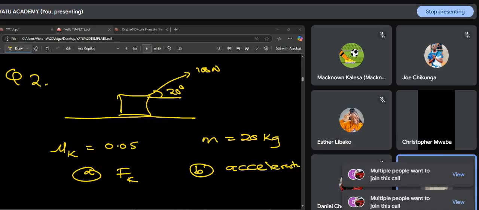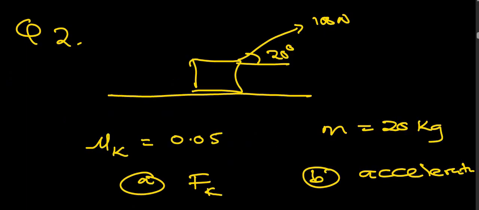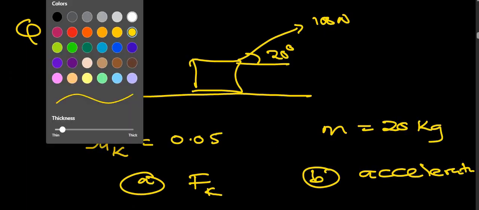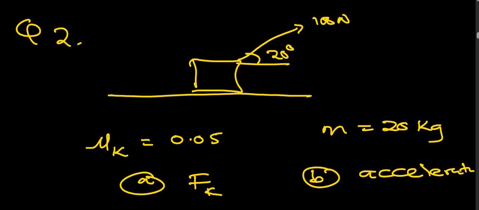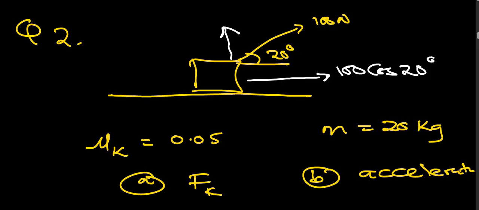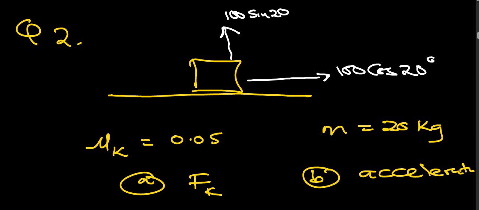So you need to identify all the forces acting on the object, and in this case, the forces we're going to have are 100 cos 20 in the x, which is the x component of the force, and then a y component of the force, which is 100 sine 20. So I will erase this. We have resolved this, the same thing you used to do on vectors.